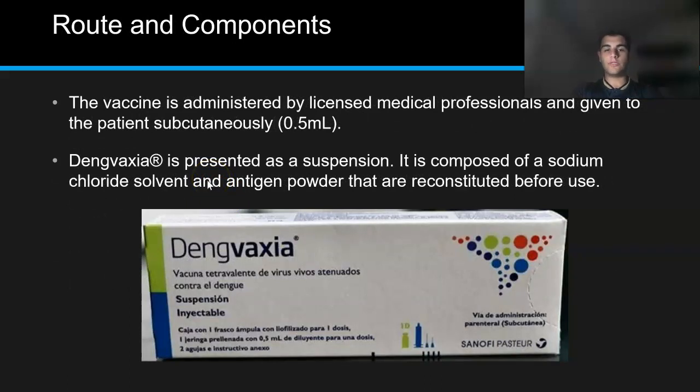The route and components of the dengue vaccine: it is administered by a licensed medical professional and given to the patient subcutaneously with a total of 0.5 milliliters. It is presented as a suspension, like I showed in that first slide, having the three vials. It is composed of the sodium chloride solvent and an antigen powder that are reconstituted before use. And the licensed medical professional has the training to know the measurements that need to be put into a syringe and administered properly.